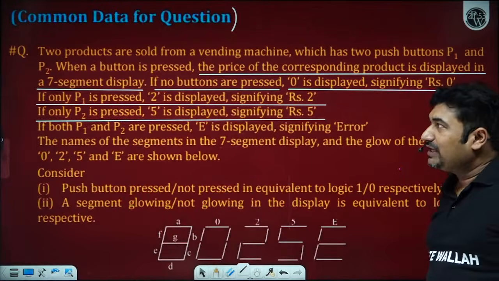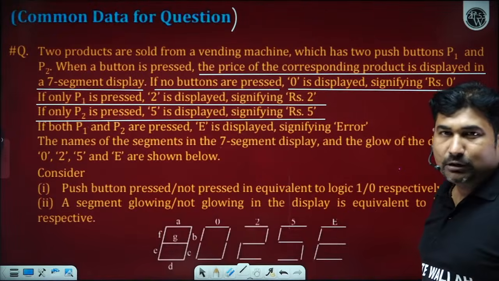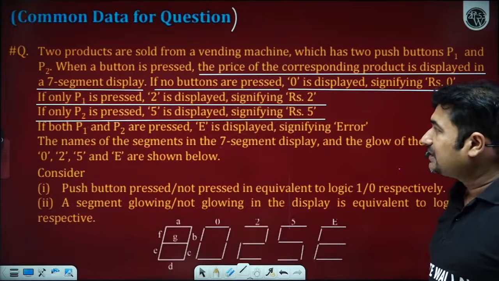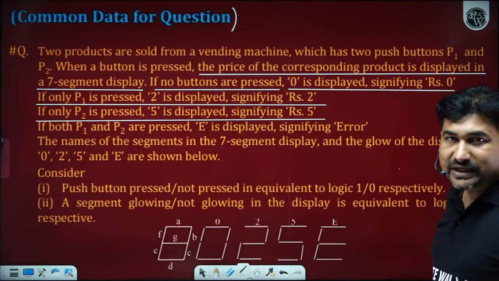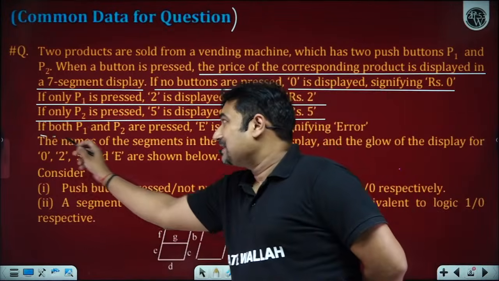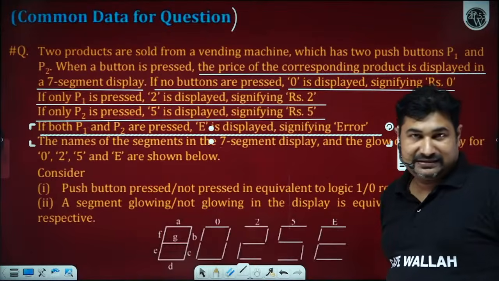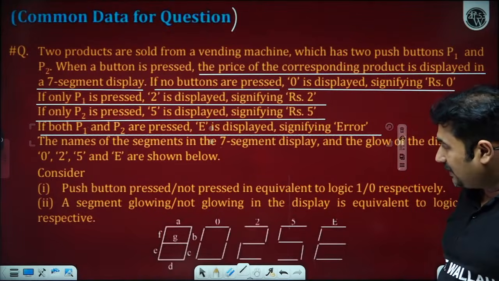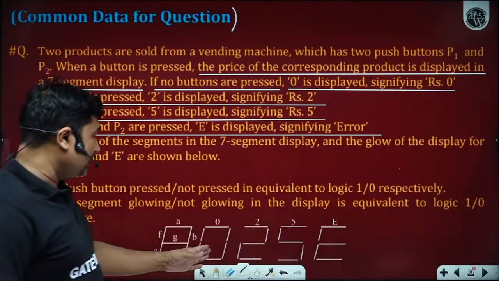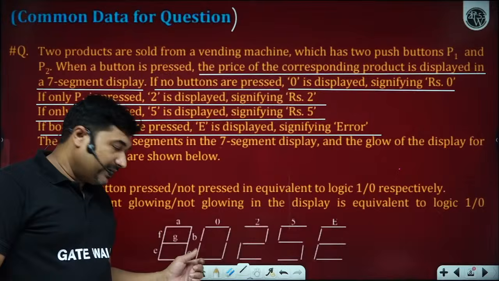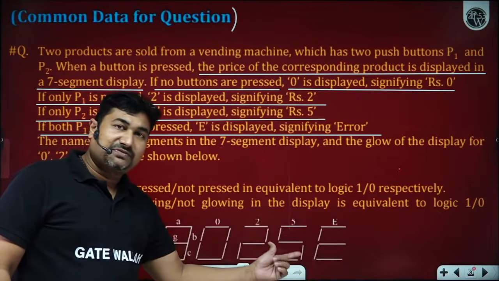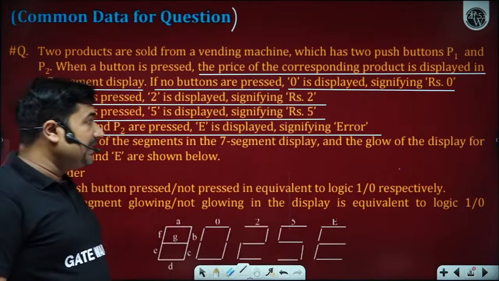So we have P1 and P2, two buttons. If both buttons are not pressed, 0 is displayed. If P1 button is pressed, 2 is displayed. If P2 button is pressed, 5 is displayed. If someone presses both the buttons, then an error is displayed, signifying error. So here it is represented like, if no button is pressed, 0 is the display. If P1 is pressed, 2 is displayed. If P2 is pressed, 5 is displayed. In case both are pressed, E is displayed.